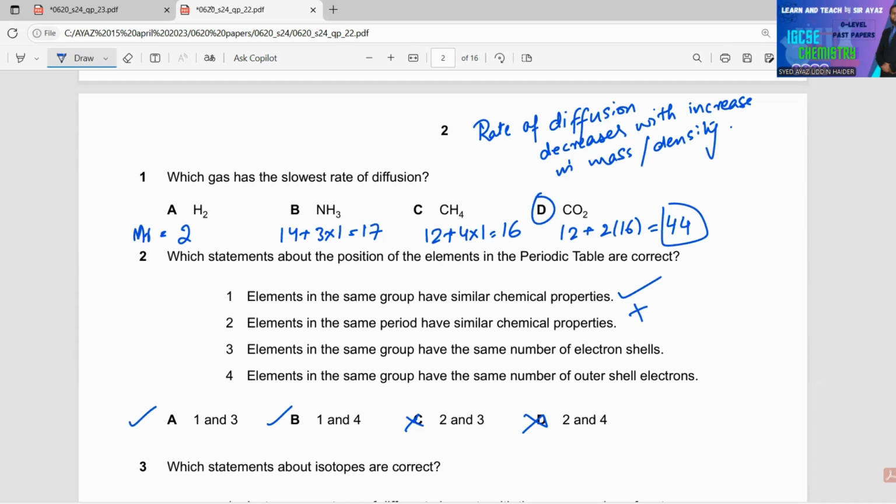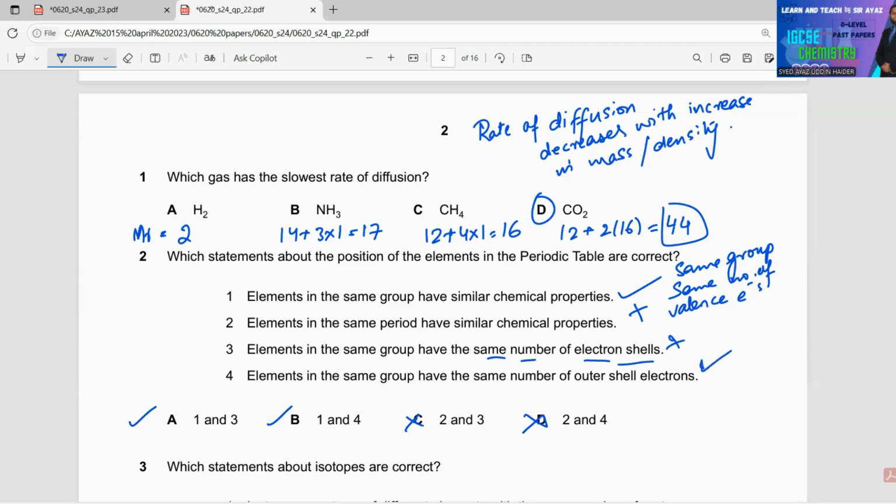Chemical properties depend on the number of valence electrons. Same group means they have the same number of valence electrons. That's why they have the same chemical properties if they are in the same group. So statement number 2 is incorrect. What about 3? Elements in the same group have the same number of electron shells. They have the same number of outer electrons, but they can't have the same number of electron shells. This is incorrect. 4 must be correct.